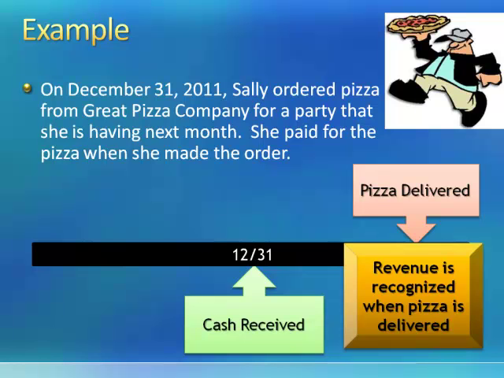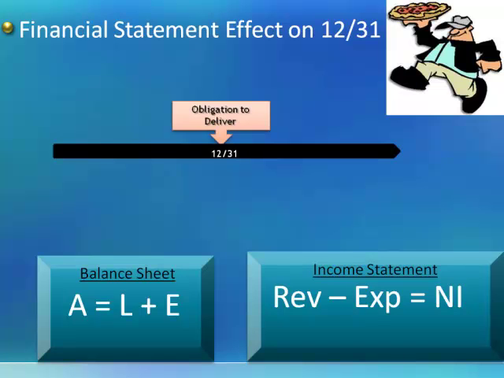So what are the financial statement effects as of 12/31? On 12/31, Great Pizza Company incurred an obligation to deliver pizza in the future. An obligation to deliver means that Great Pizza Company now has a liability. Recall that a liability is a future economic sacrifice or an obligation. So we have an increase in our liabilities because we have to deliver pizza in the future. We're receiving cash today. Cash is an asset, so assets go up. The result of this transaction is an increase in liability and an increase in assets.